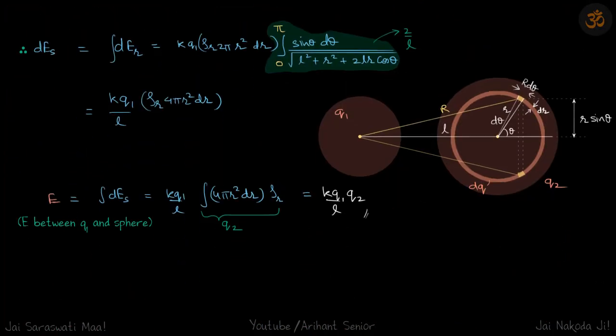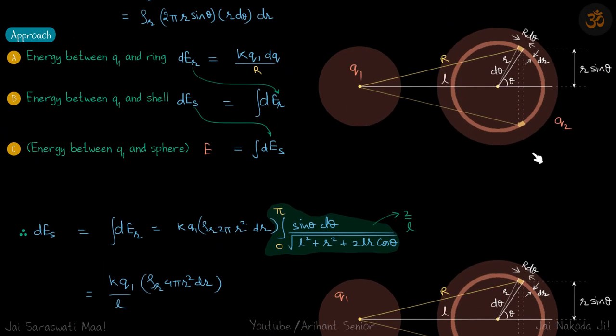So DES, as we discussed, is the integral of DER, and the value of DER we can put as KQ1 dQ by R. So this is KQ1, and dQ we calculated here, so we'll put that value, divided by R. So capital R is the vector sum of L and R, so it will be root of L square plus R square plus 2LR cos theta, right? So this is the length of this distance R.